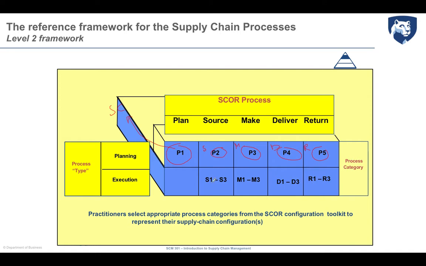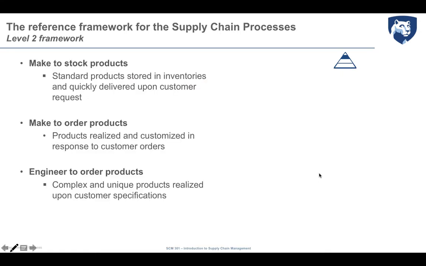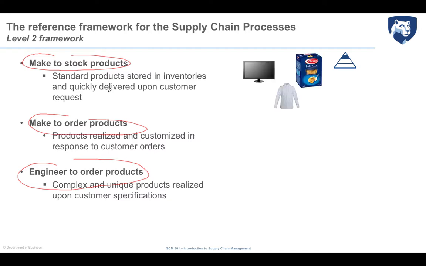return. In particular, I have highlighted the fact that at the executional level, plan, source, make, deliver, and return can be differentiated according to something. This differentiation in the execution of these processes is related to how the product is made. And in particular, we have distinguished 3 approaches to realizing a product: make to stock, make to order, and engineer to order. Make to stock are all the products that are produced to be stored in inventories, like TVs, clothes, pasta, and so on.